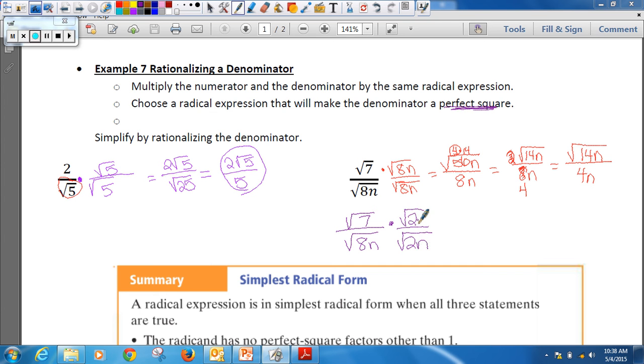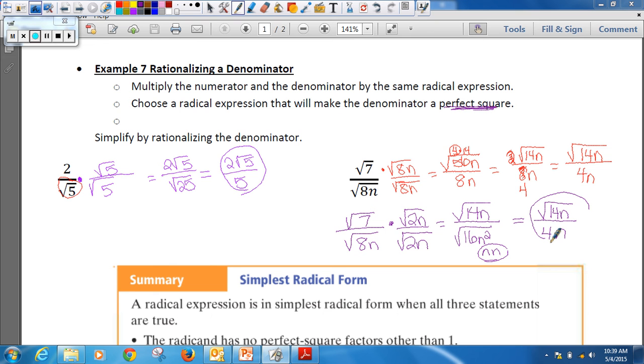So now if I solve it using this method, I get the square root of 14n over the square root of 8 times 2 is 16. N times n is n squared. The square root of 14n does not simplify. The square root of 16 is 4. The square root of n squared is simply n. So if I look here, I have 2 n's. That makes one pair of n's that can be moved out.